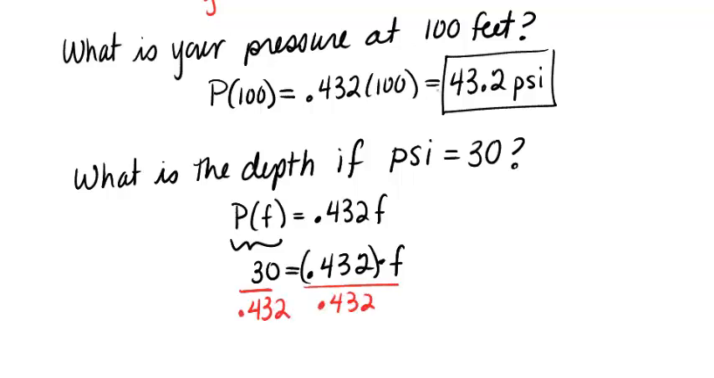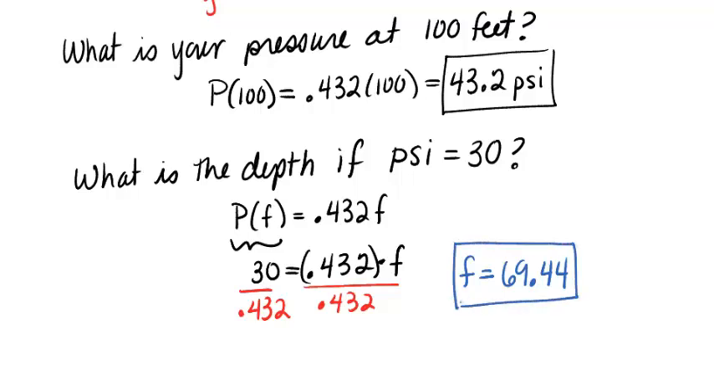And when you solve that, you should get F equals 69.44. And if you remember when we were looking at the graph, we were at approximately 70 feet. So this also agrees with what we got there. Okay, let's look at another example that has to do with buying tickets.